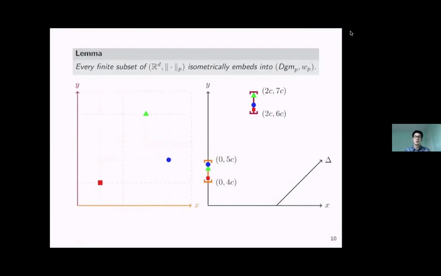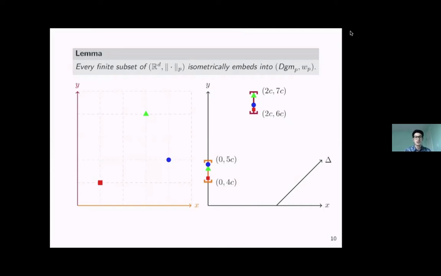So you can't really embed. Really what it comes down to is the fact that an element of LP might go on forever non-zero. So you can't really embed a finite subset of LP into the diagram space using this kind of map, but you can do something a little bit less, which is that you can just take a finite subset of Euclidean space for any dimension and isometrically embed it into diagrams with the p-Wasserstein distance. So how does this go?